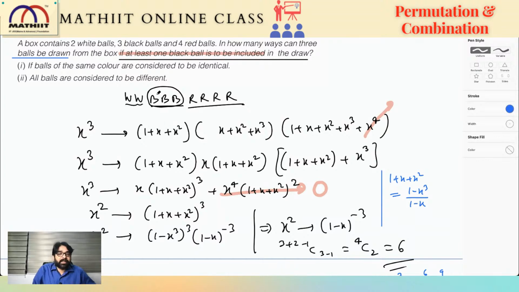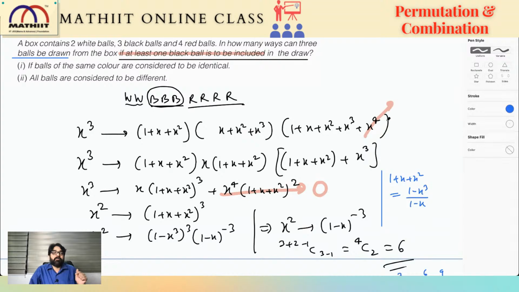Is there any condition on the white ball? No. 1 plus x square, because a white ball may come, may not come. But a black ball, at least one has to come: x, x square, x cube, because maximum 3. Red ball can be anything. So 1 plus x square plus x cube plus x power 4. 4 also can happen.